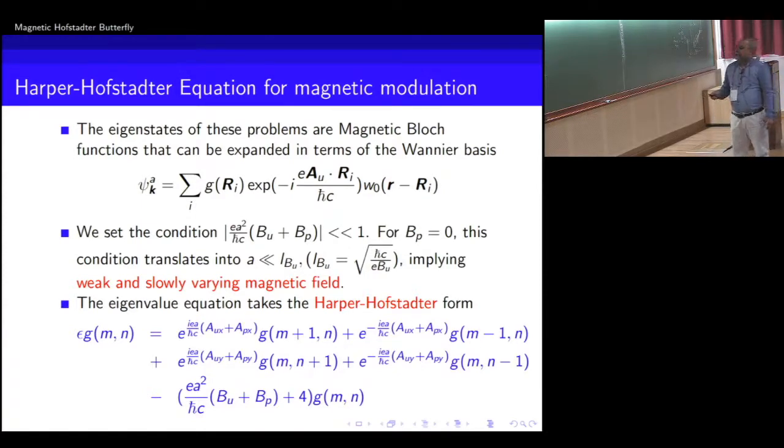And then you set this condition, which is the condition for a weak magnetic field. It tells you the lattice spacing is much smaller than the magnetic length corresponding to the uniform part of this magnetic field. So this gives you a weak and slowly varying magnetic field. And then you just write down the corresponding discrete equation, which takes the typical Harper-Hofstadter form.